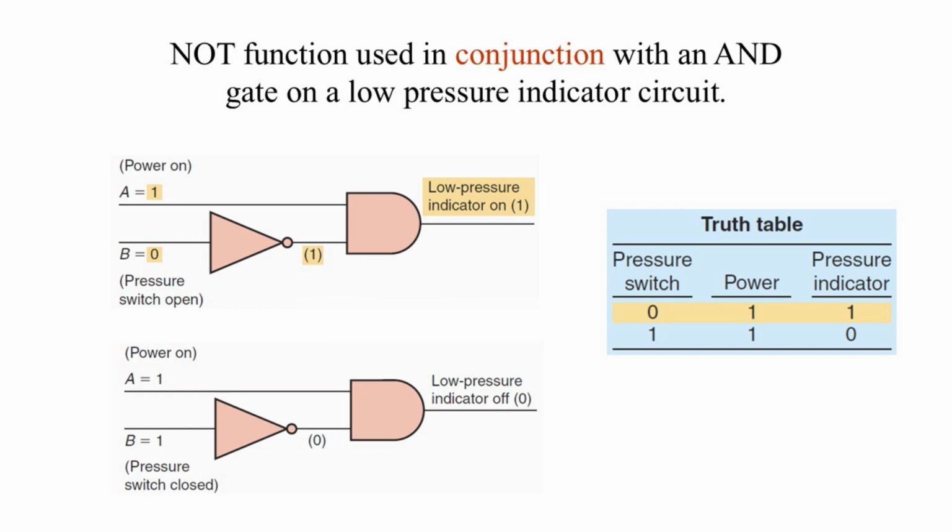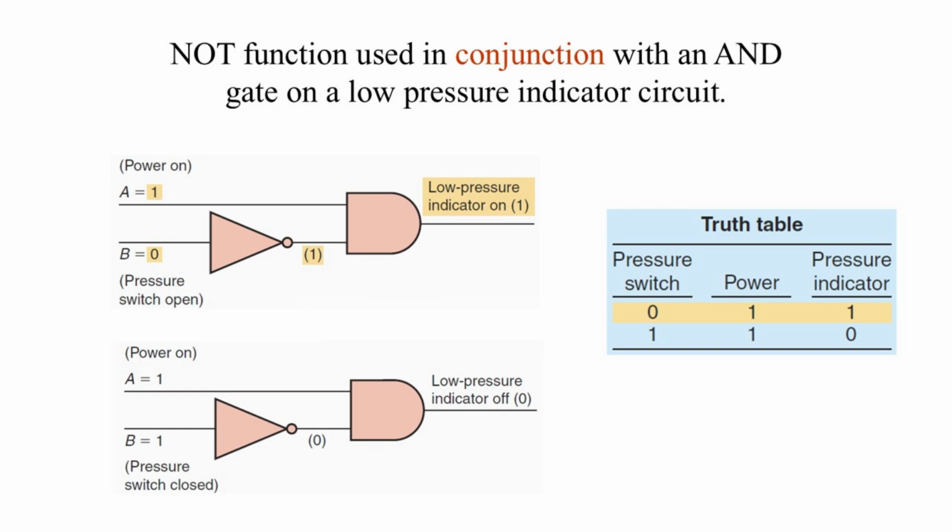When power is on and the pressure switch is open, meaning pressure is low, the switch signal is inverted by the NOT gate to a 1. With both inputs to the AND gate now equal to 1, the output is 1 and the low-pressure indicator turns on. When pressure is normal, the switch closes and sends a 1 into the NOT gate, which inverts it to 0. The AND gate now receives inputs of 1 and 0, producing an output of 0, so the indicator stays off.